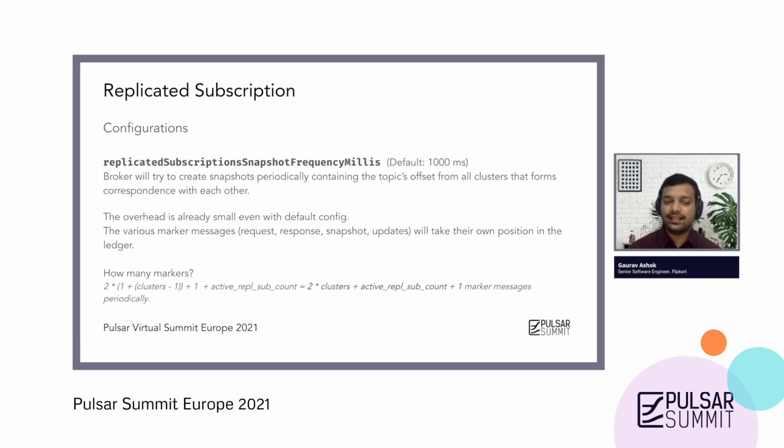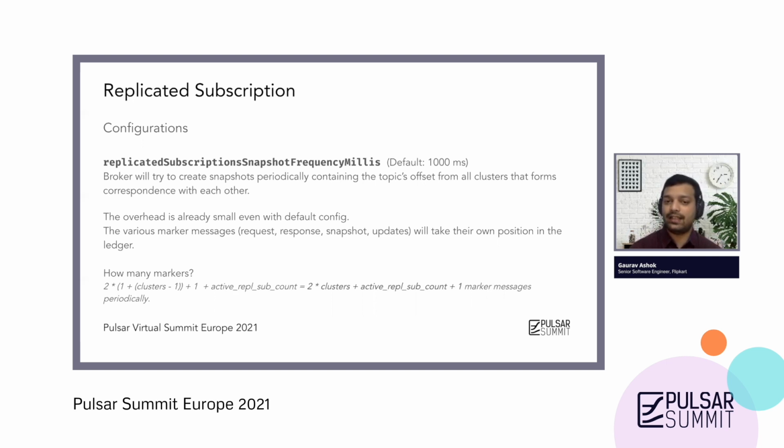But to achieve this, the broker is actually writing a lot of marker messages, right? To establish the snapshots, it is sending requests, doing request-response cycles. It is writing the snapshot to the same topic, and the replicated subscriptions, when they move their delete markers, will be publishing their update markers also to the same topic. So all of these markers will be published to the same topic, and they will be taking their own positions in the ledger, right?